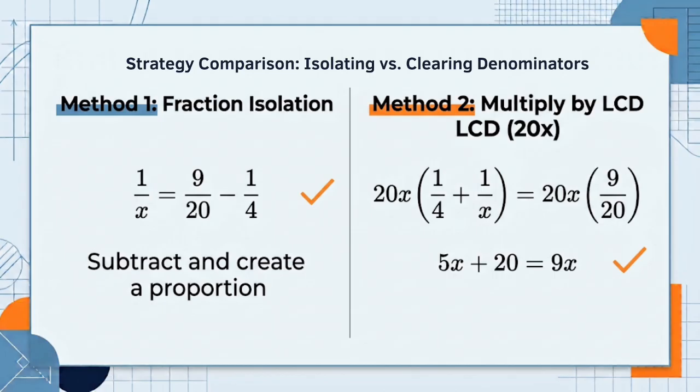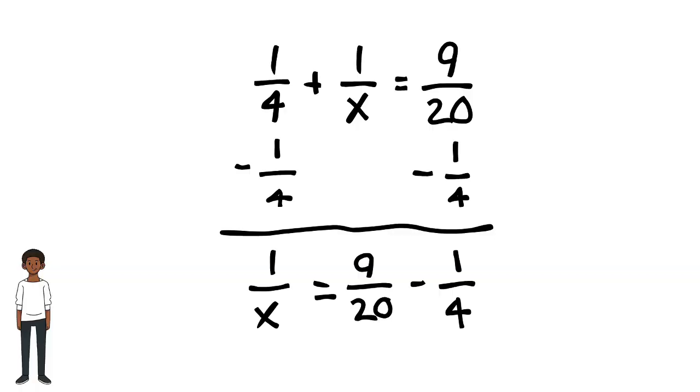So at this stage, mathematicians have 2 great methods to choose from. Method 1 is isolating the fraction 1 over x on the left and combining terms on the right into a single proportion. Method 2 is multiplying every single term by the lowest common denominator, 20x, to clear all fractions instantly. Both methods yield the exact same answer. But today, let's isolate 1 over x so you can practice your fraction arithmetic. Step 3. To isolate 1 over x on the left-hand side, we subtract 1/4 from both sides of the equation. This leaves us with 1 over x equals 9 over 20 minus 1/4.